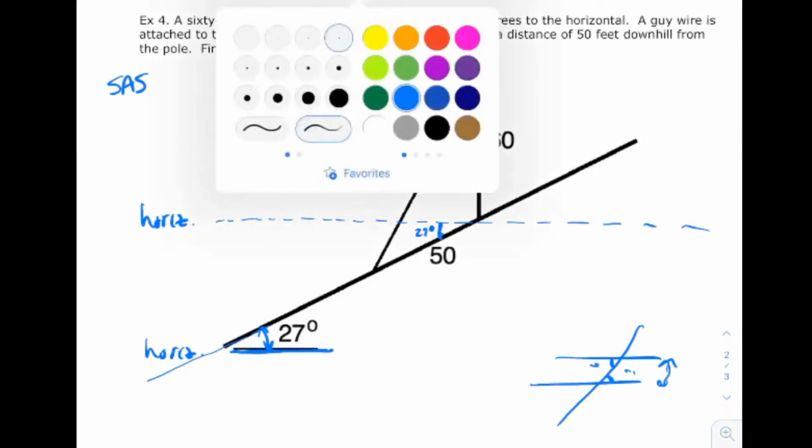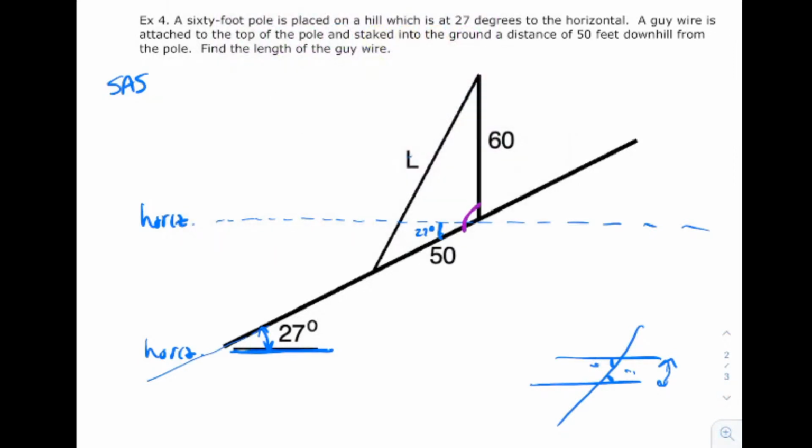So now, do you see what this angle must be? Because I drew this horizontal, and because I presume the pole is straight up, we got a 90 in there, so 90 plus 27. This purple angle here is 90 plus 27, which is 117 degrees. And now we're ready for the law of cosines.